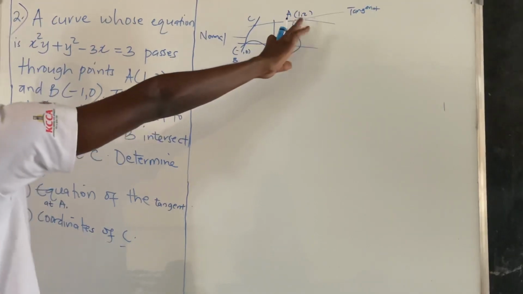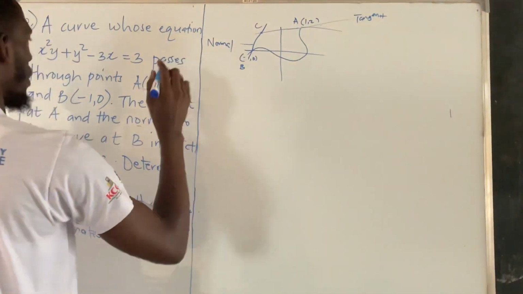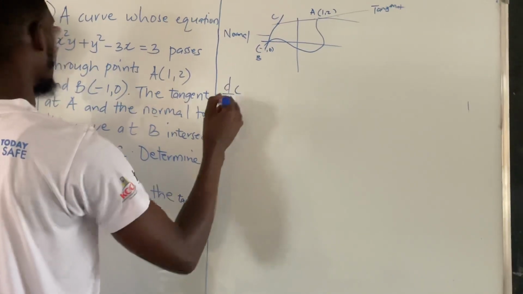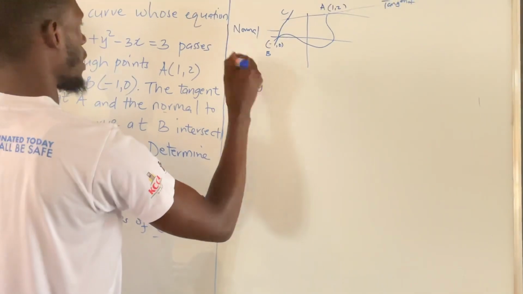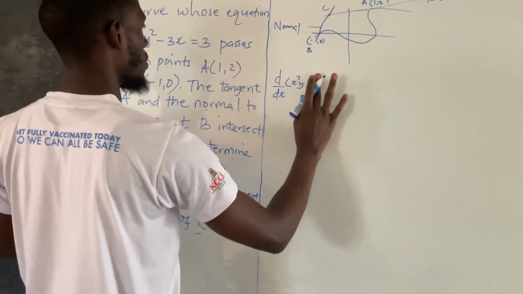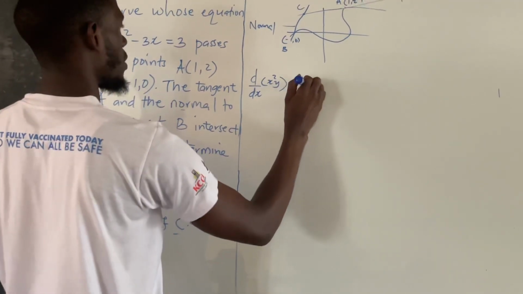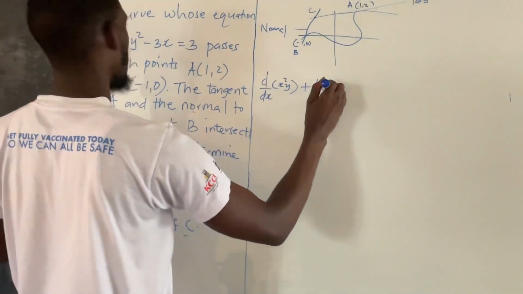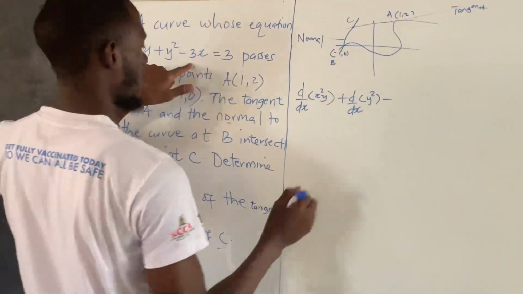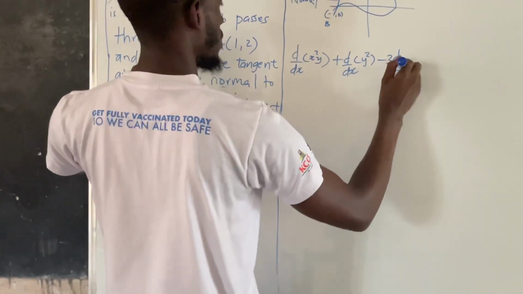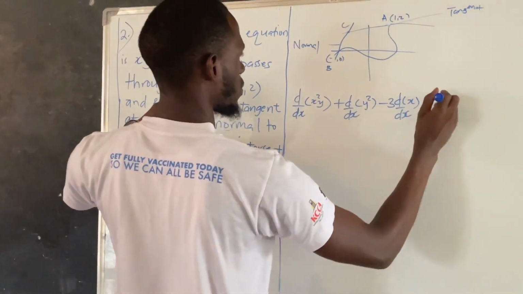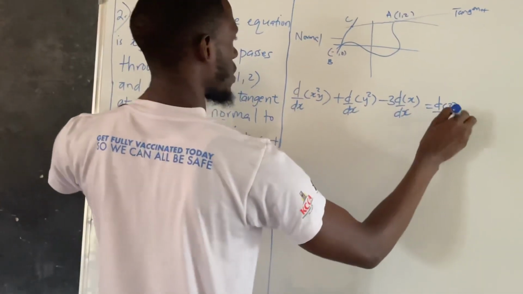Let us start by getting the equation of the tangent at A. We are going to differentiate our curve with respect to x, such that we get our dy/dx. I'm sure by now you're experts at this. Let us do it like this. This is x squared y, plus y squared, minus 3x, this is our constant. I can factorize it out, negative 3x, then this is equal to d/dx.